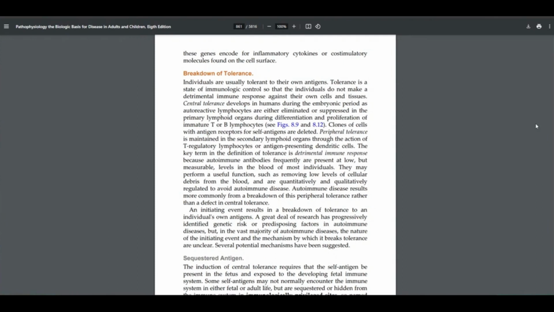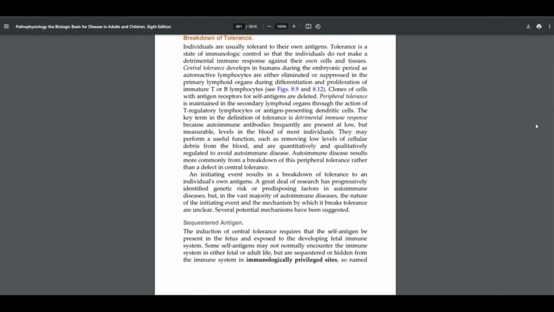They may perform a useful function, such as removing low levels of cellular debris from the blood, and are quantitatively and qualitatively regulated to avoid autoimmune disease. Autoimmune disease results more commonly from the breakdown of this peripheral tolerance, rather than a defect in central tolerance.